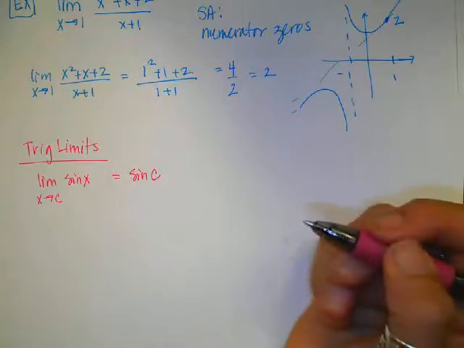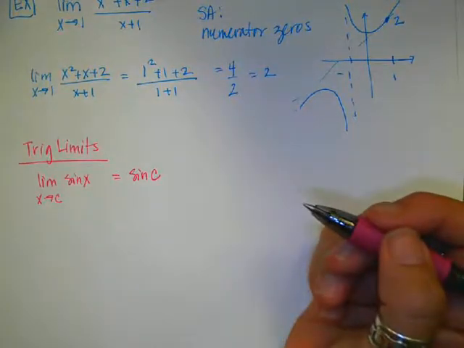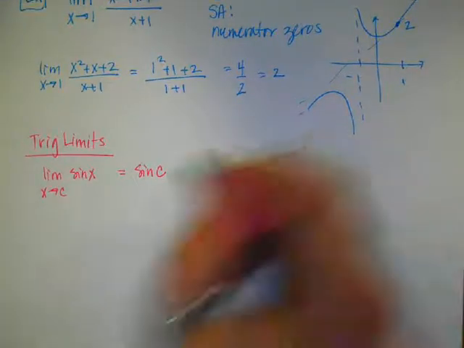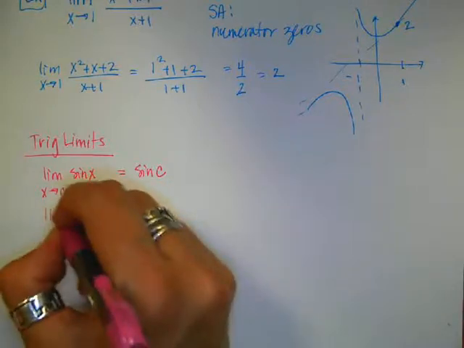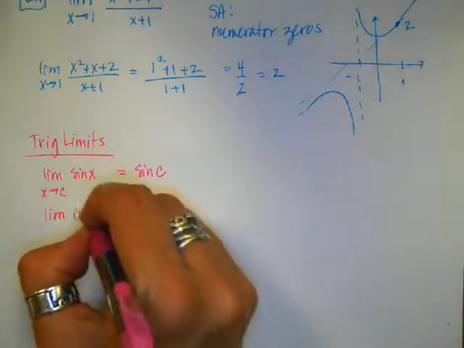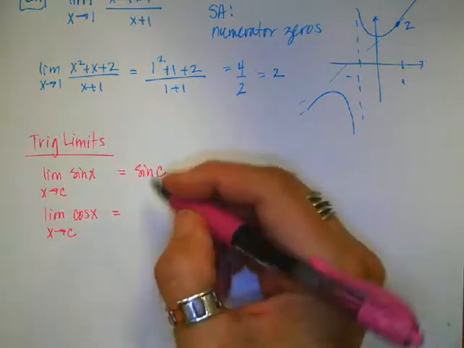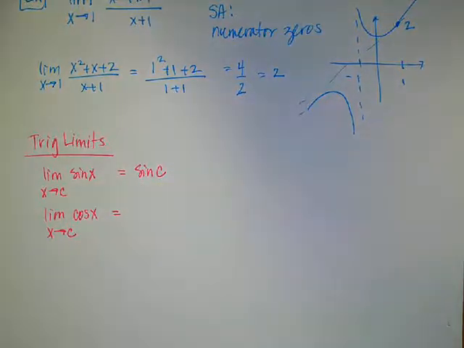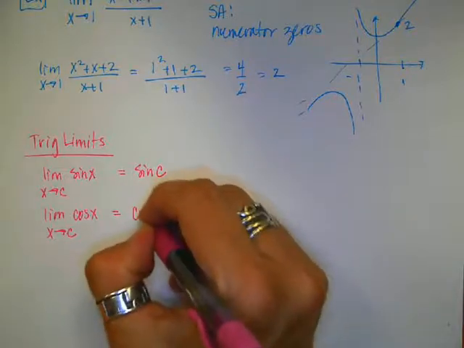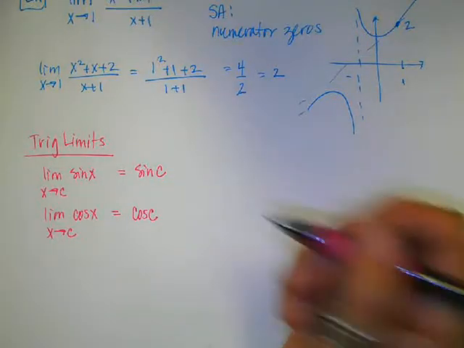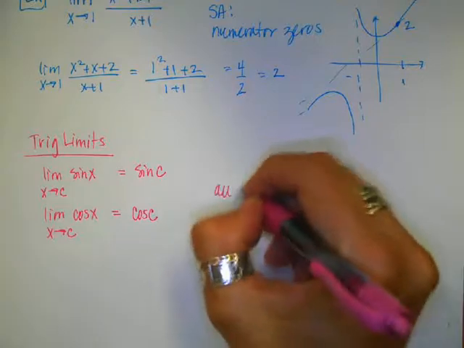Same is true for cosine. The limit of the cosine of x as x approaches c, by using direct substitution, because cosine and sine aren't undefined anywhere, would be the cosine of c. And this actually works for all trig functions. You just have to remember that some of our trig functions have some vertical asymptotes.